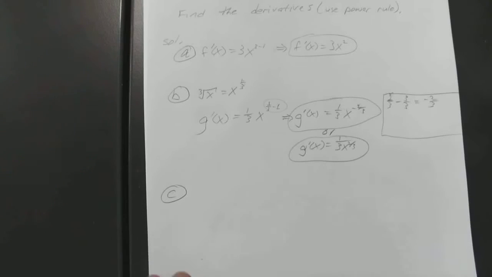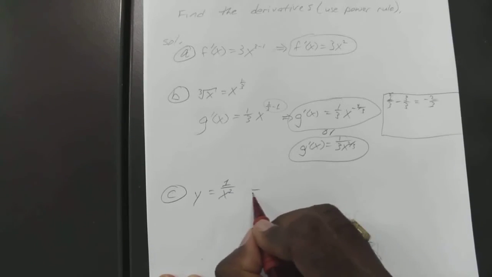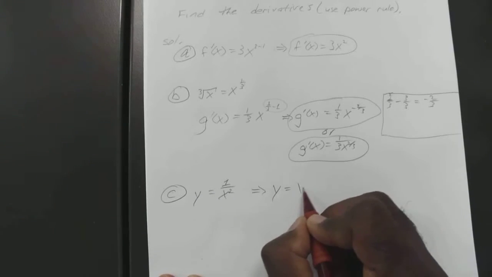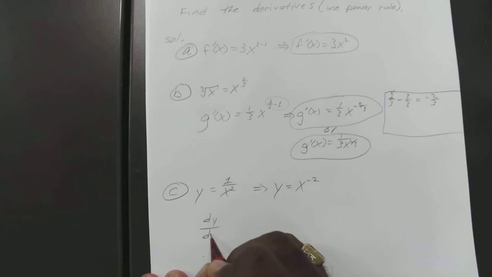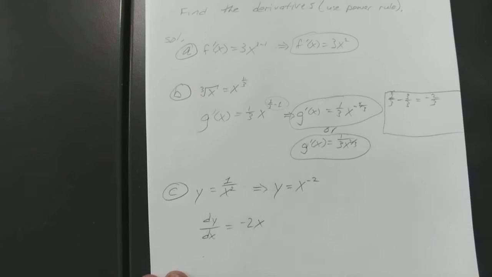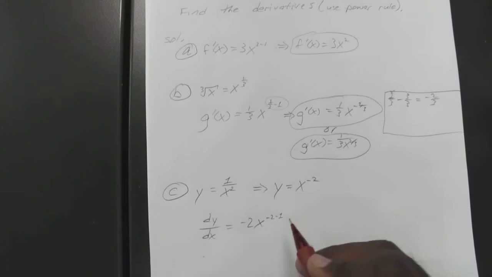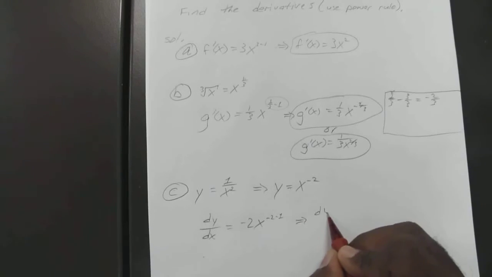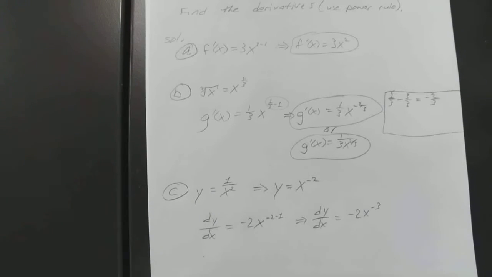Now for C, instead of y equals 1 over x squared, we can make that y equals x to the negative 2 power. So the derivative of y with respect to x is going to equal, we're going to bring that negative 2 out to the front, then subtract 1. So the derivative of y with respect to x is going to equal negative 2x to the negative 3.